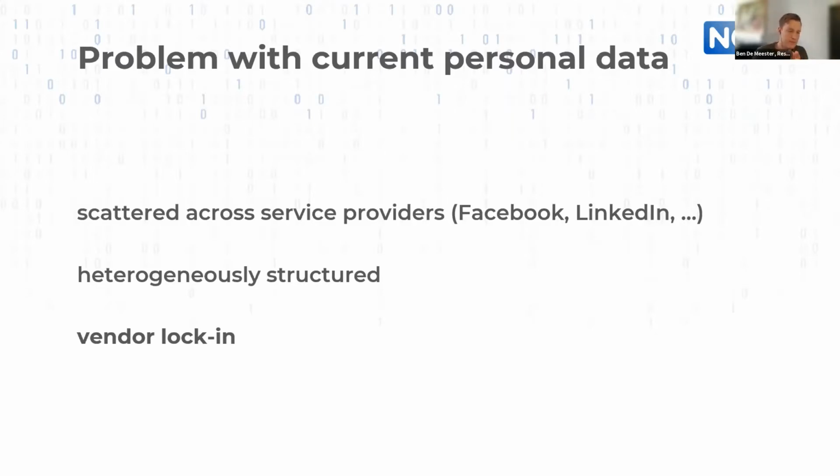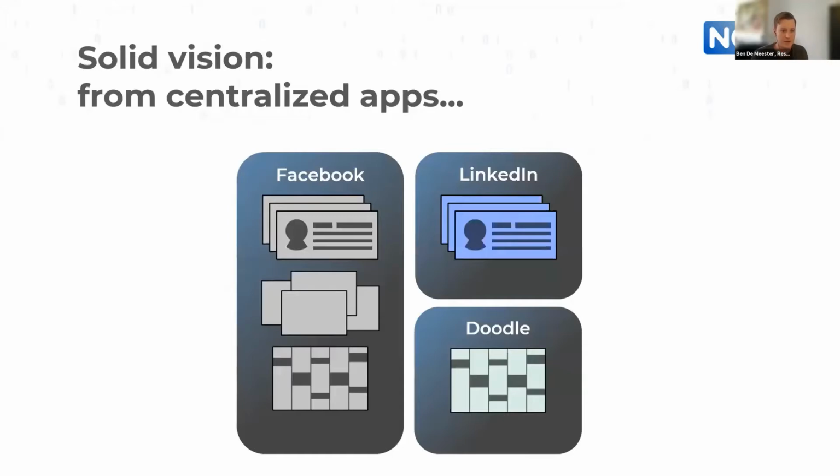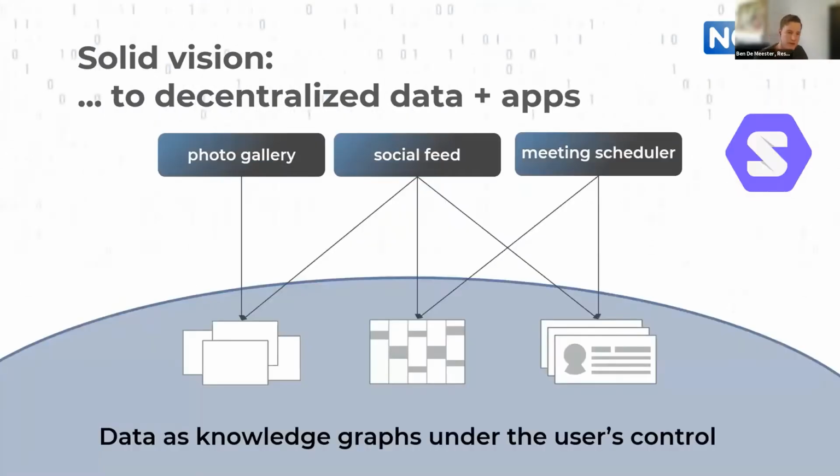And then there is the Solid vision. The Solid vision is to create an ecosystem where your data is no longer centralized within the different applications, but actually under your own control. So no longer under the control of the existing big tech companies, but as a knowledge graph under the user's control. So the Solid vision is to go to a world where your data and your applications are split from each other and actually live decentralized.